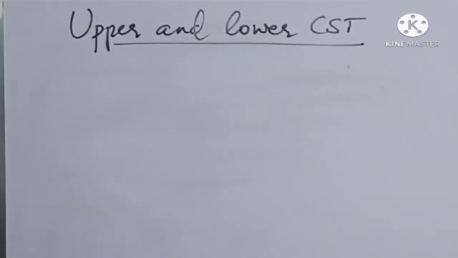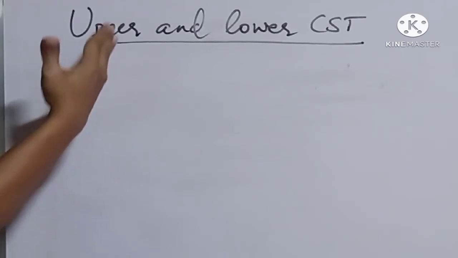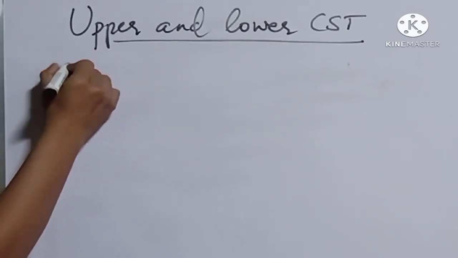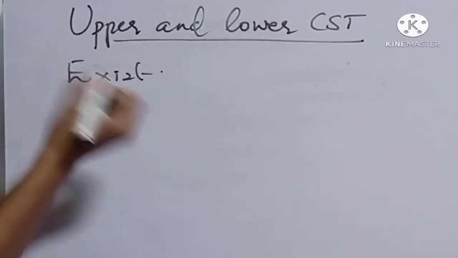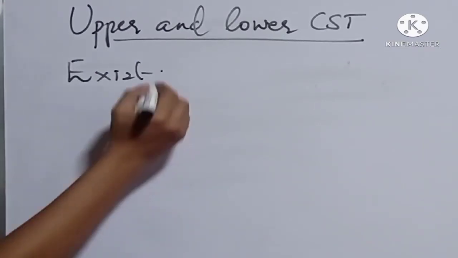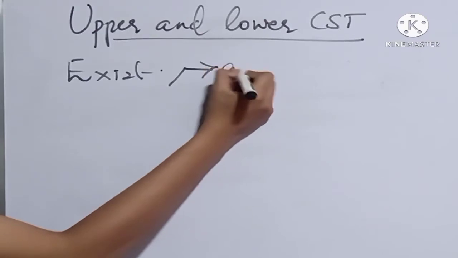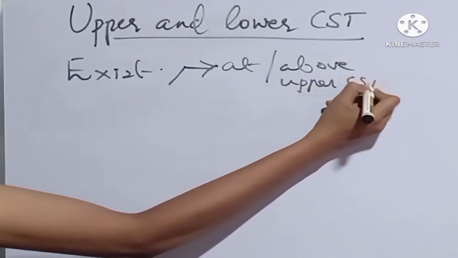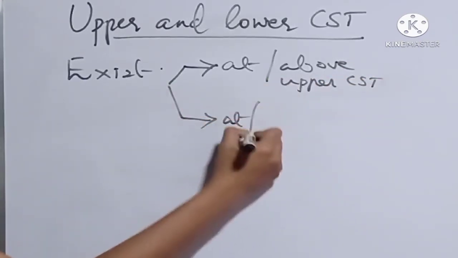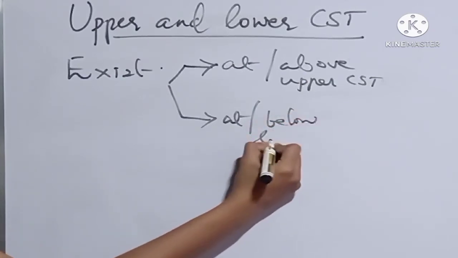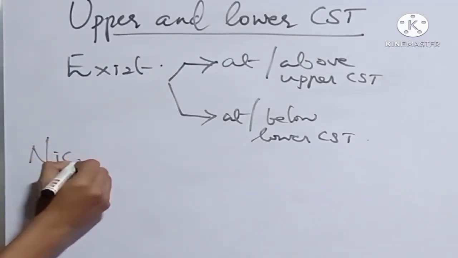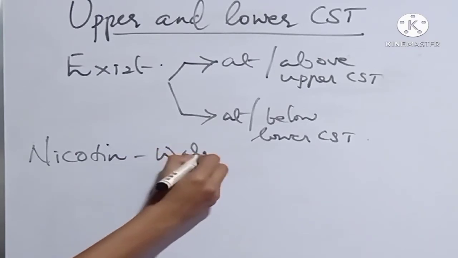Okay. The last one is binary liquids or partially miscible liquids having both upper and lower CST. Here we can say the partially miscible liquids exist as completely miscible liquids or exist as a single layer at or above upper CST and at or below lower CST. Here the best example is the nicotine water system.